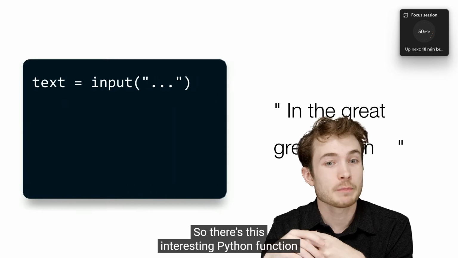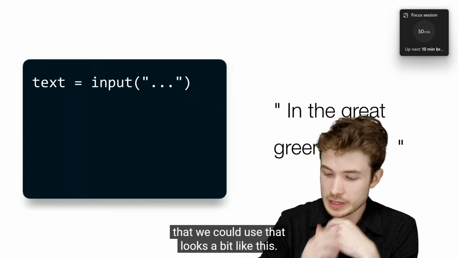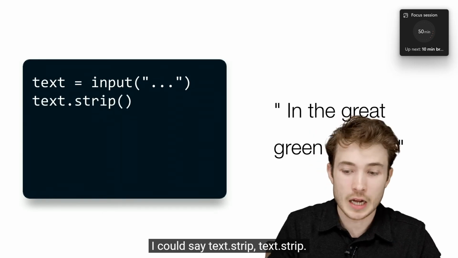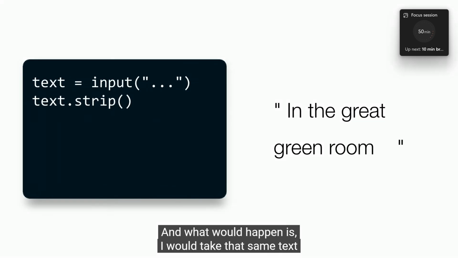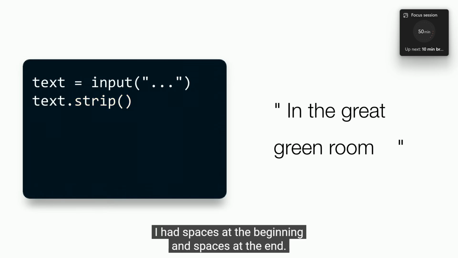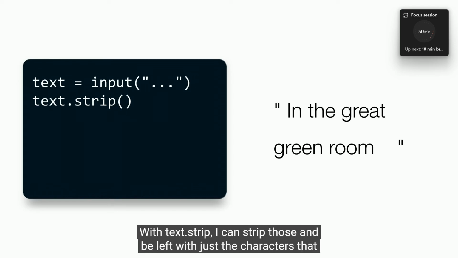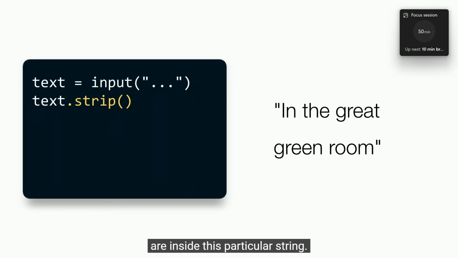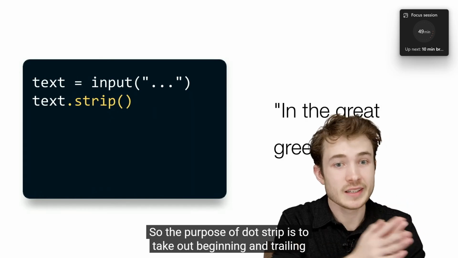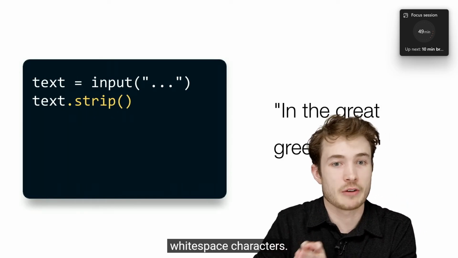So there's this interesting Python function that we could use that looks a bit like this. I could say text.strip, and what would happen is I would take that same text and I would then convert it to this. So notice the difference here. I had spaces at the beginning and spaces at the end. With text.strip, I can strip those and be left with just the characters that are inside this particular string. So the purpose of .strip is to take out beginning and trailing white space characters.